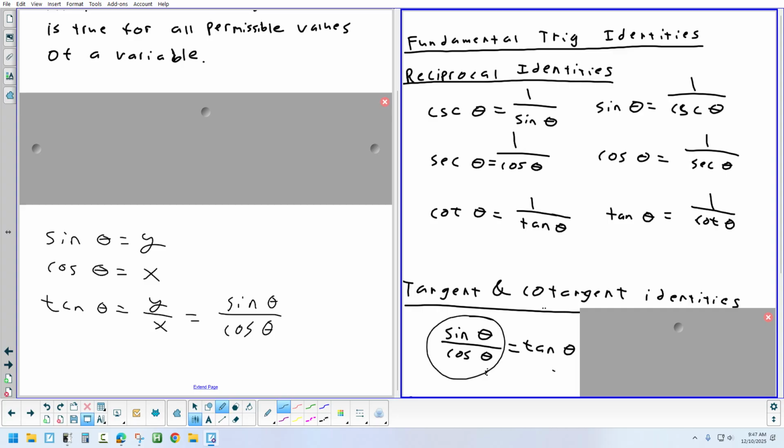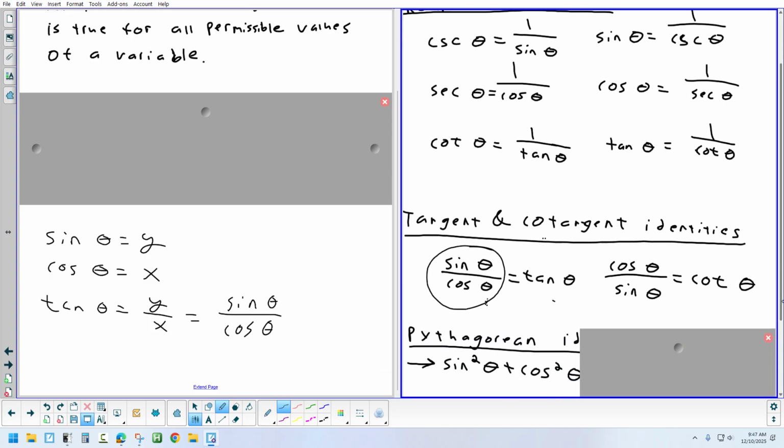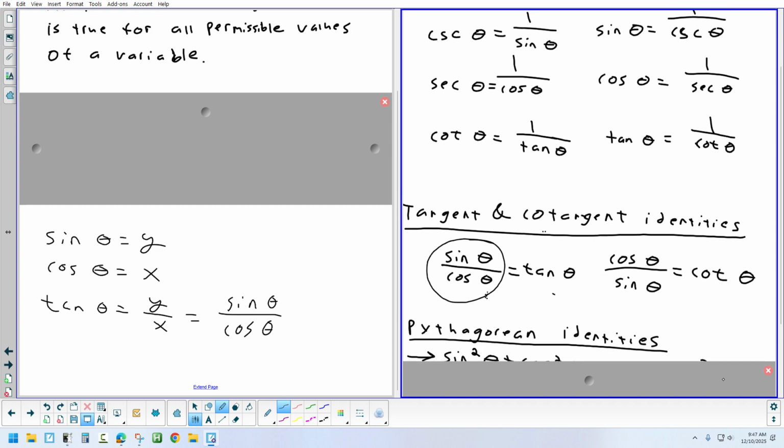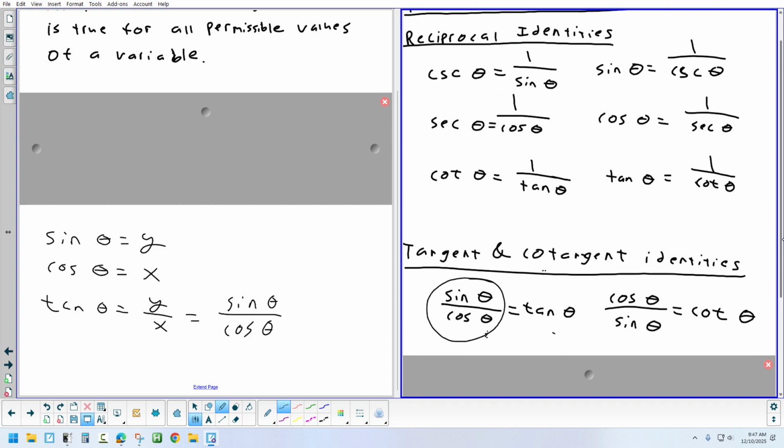What about cotangent? How do you think I can write that based on kind of the same idea? It's cosine divided by sine. Yep, it's cosine divided by sine. There's one more group of identities. I'm not going to add them today, though. They're called the Pythagorean identities. You don't need to know those for tomorrow. Just those.